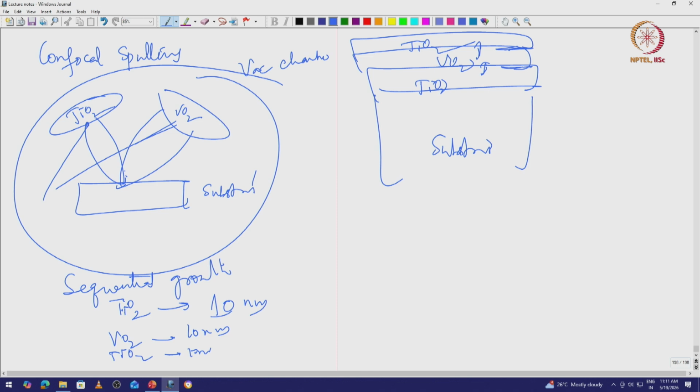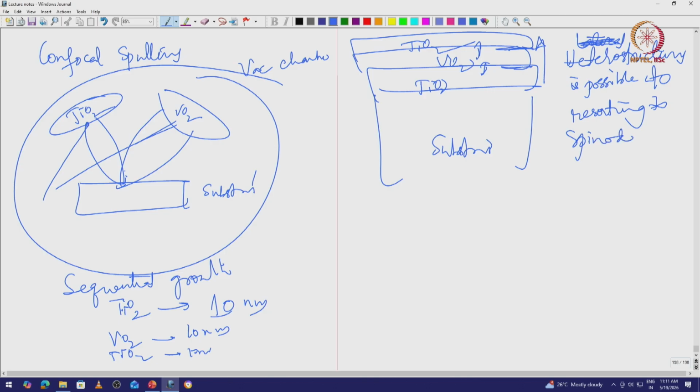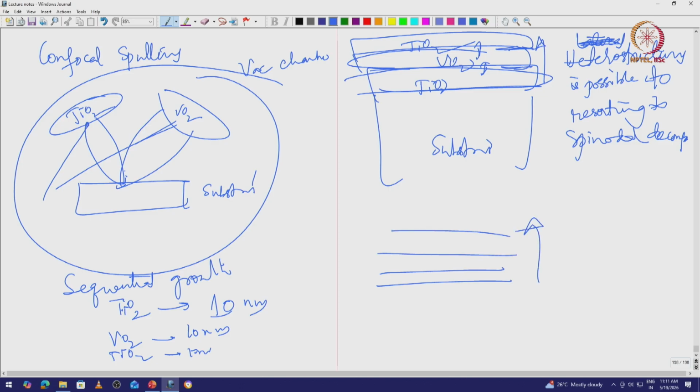So this is possible, heterostructuring is possible, but this is not lateral heterostructuring, it is in this direction, right. So heterostructuring is possible without resorting to spinodal decomposition. But mostly it is one film of titanium oxide, another layer of vanadium oxide. So mostly there is a layering in this fashion, right. So there is a heterostructure only in this direction, right. So, heterostructure out of plane.